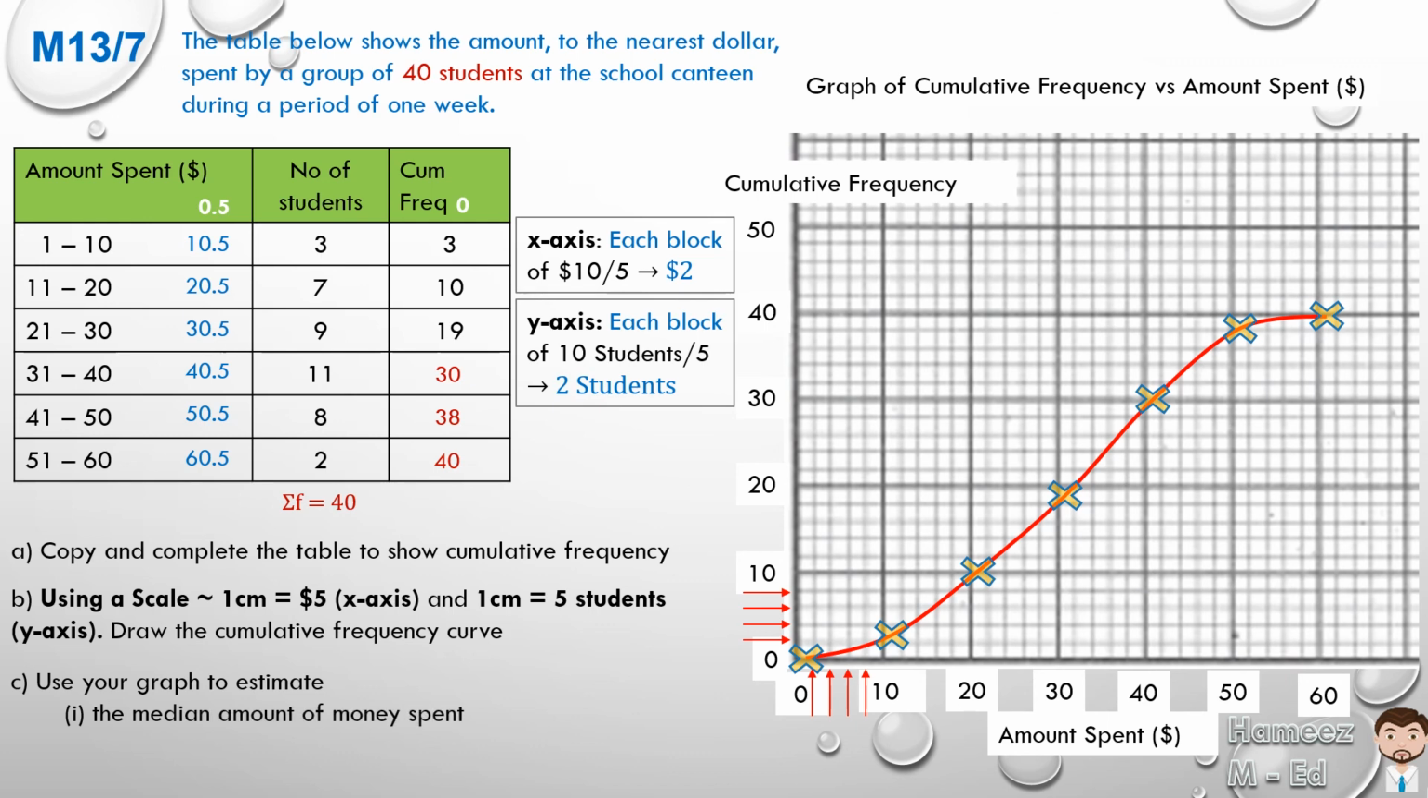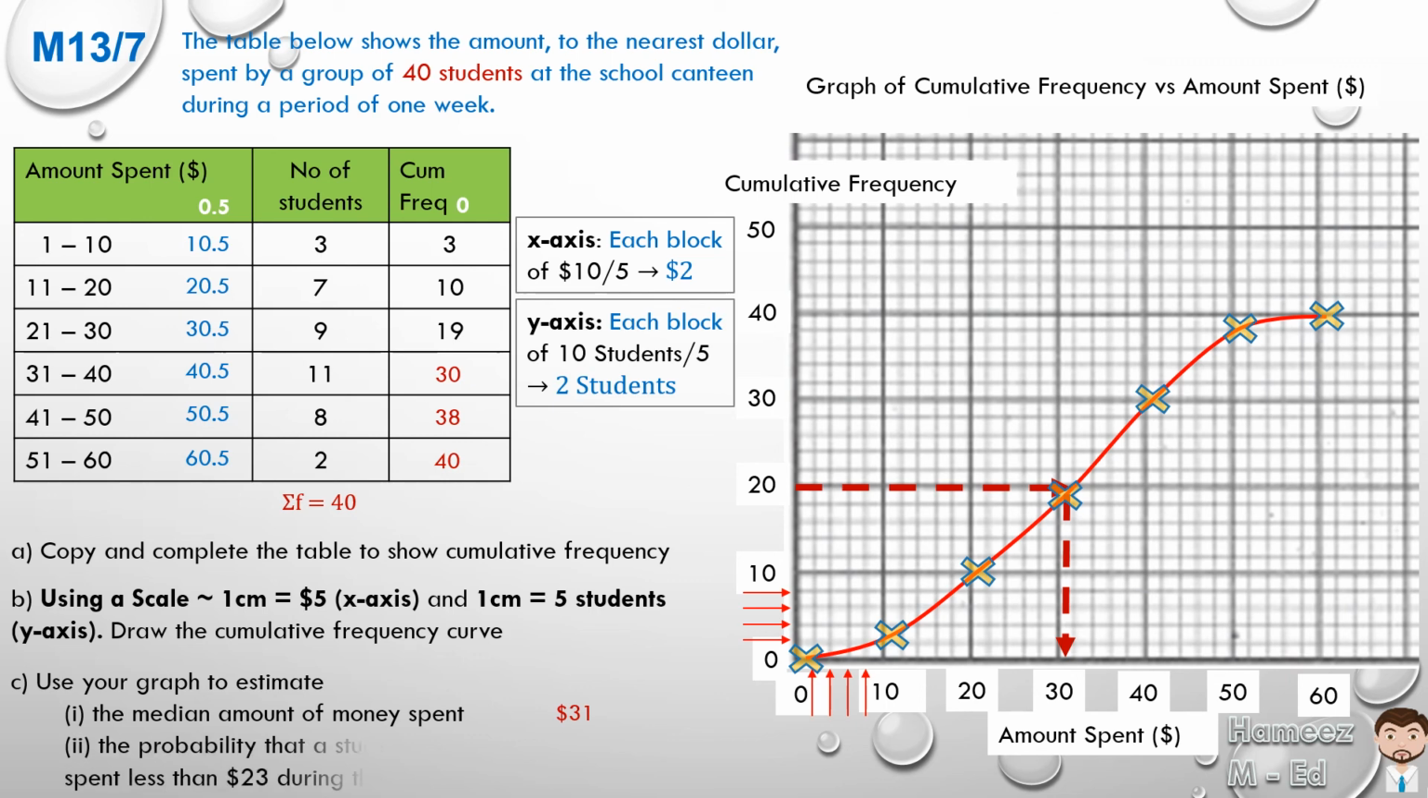So if there's 40 in all, then we're drawing a line from the cumulative frequency halfway, which is half of 40, which is 20. So we draw a red dotted line going across, from left to right, until it intersects with the smooth curve. And when it intersects, we now draw it downwards, and that will give us the amount of money spent as being our median amount. And now that we've done that, we can now do part 2.